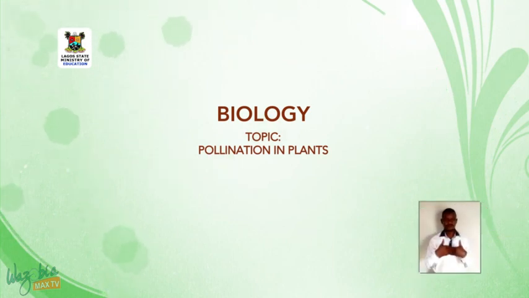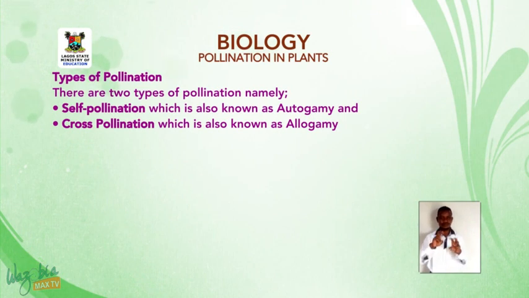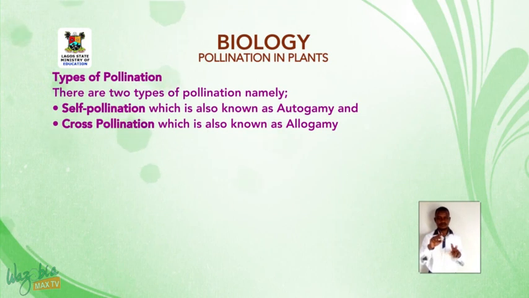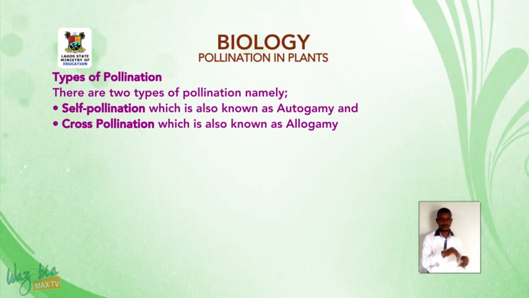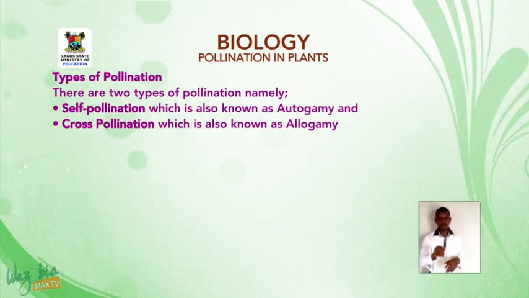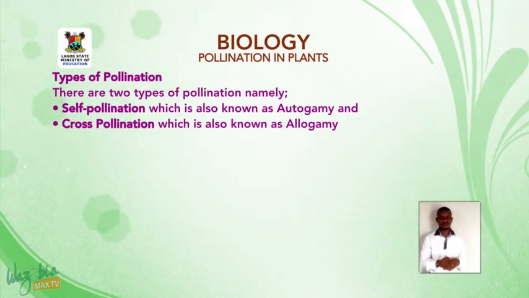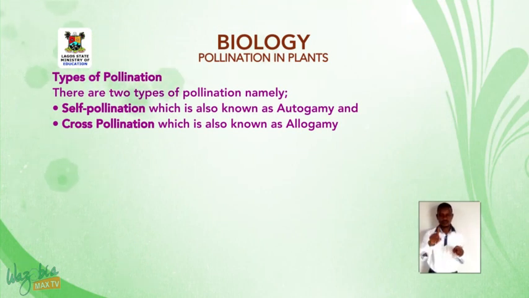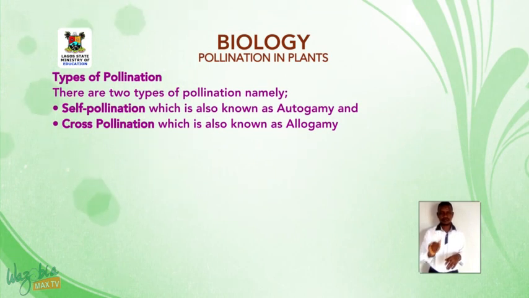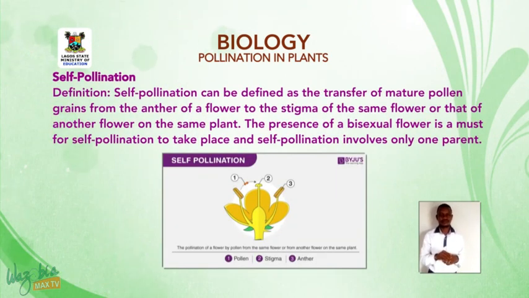Welcome back. Now we discuss types of pollination. There are two types of pollination, namely self-pollination, which is also known as autogamy, A-U-T-O-G-A-M-Y, and cross-pollination, which is also known as allogamy, A-L-L-O-G-A-M-Y. Then, what is the meaning of self-pollination?